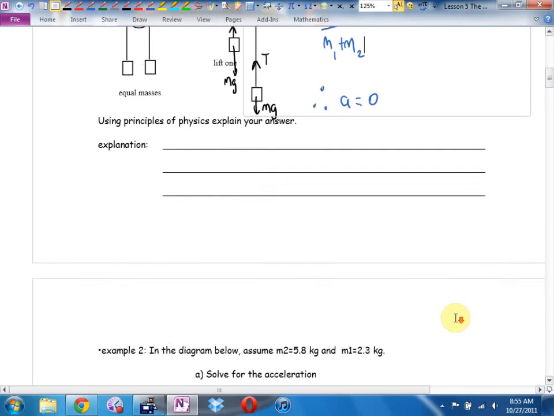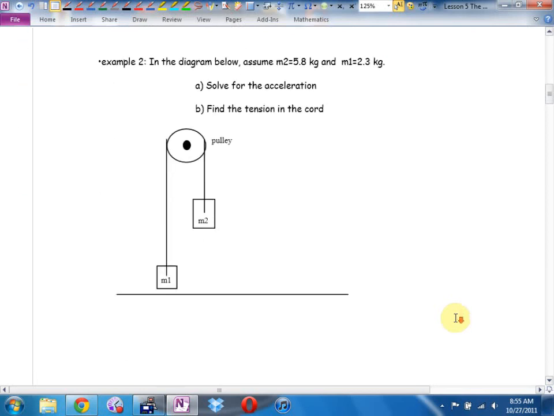So example two, a classic Atwood machine. I like this question. It says, assume mass 2 equals 5.8 and mass 1 equals 2.3 kilograms. Solve for the acceleration and then find the tension. Just like the last day when we were looking at many body problems, our approach is going to be the same. Treat everything as one mass to find the acceleration, and then if they want to find specific smaller forces, I'll look at individual masses.